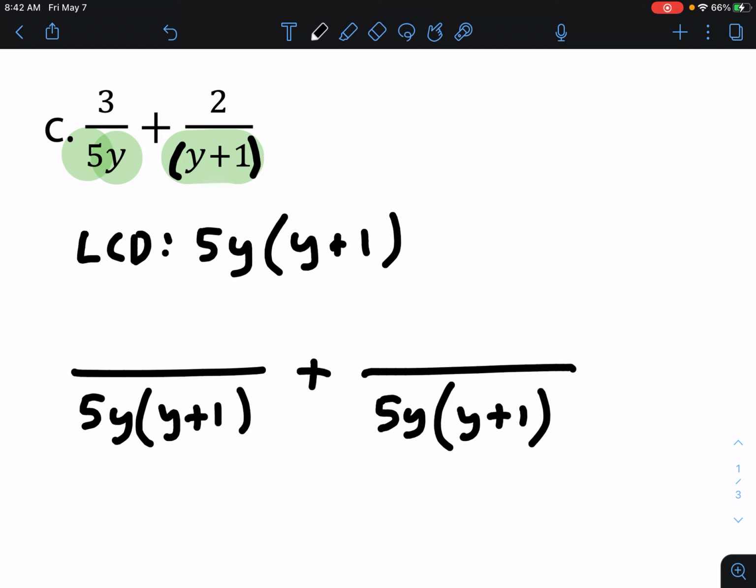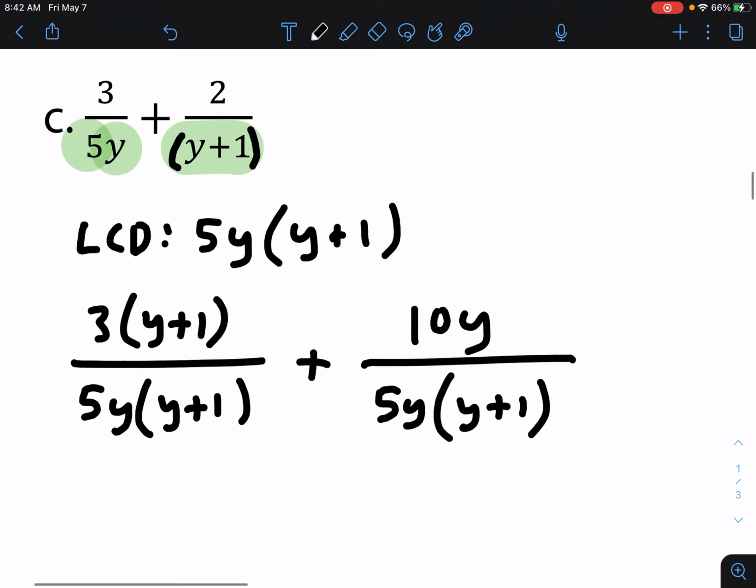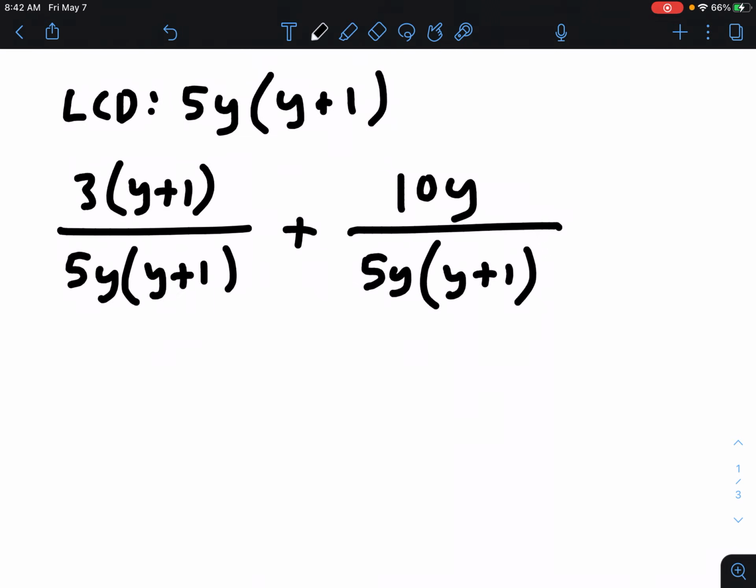And what do I have to do to the first one to turn it into 5y times y plus 1? Well, I'm multiplying by y plus 1, so I'm just going to write y plus 1 next to the 3. And then for the second one, I've got to multiply it by 5y, so it becomes 10y. Okay, and then we can add them together.